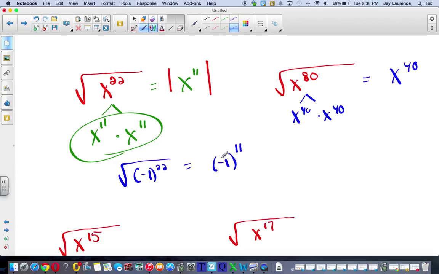Raise negative 1 to the 11th power with parentheses. You'll get a negative answer. This will equal negative 1. But we only want a positive square root. So to ensure we get a positive square root, we put the absolute value around it.